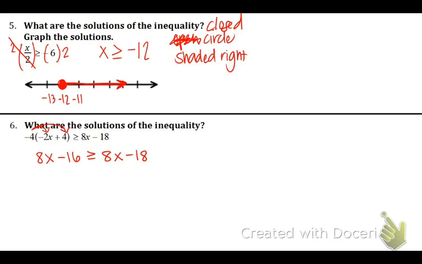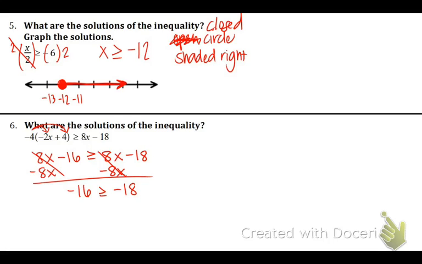Now we want to combine like terms. Let's get rid of the 8x's, minus 8x from both sides. Oh, the variables are gone. So that means we have a special case. The two options for special cases are all real numbers or no solution. So think about it for a second. Is -16 greater than or equal to -18?